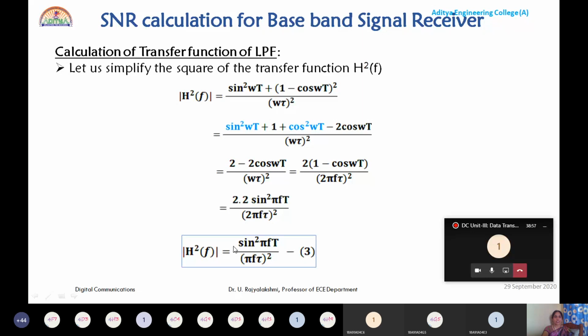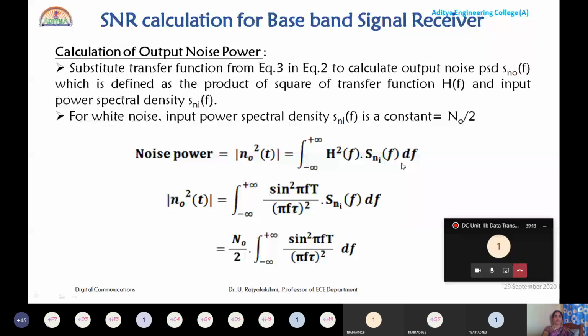So now our transfer function square, we got it as (sin pi f T divided by pi f tau) whole square. Take it as equation 3, and substitute the square of the transfer function in the noise power calculation. So let us calculate the noise power. Substitute the transfer function from equation 3 in equation 2. What is equation 2? The noise power expression, to calculate the output noise power spectral density, S N0 of f. This S N0 of f is nothing but H square of f into S Ni of f.